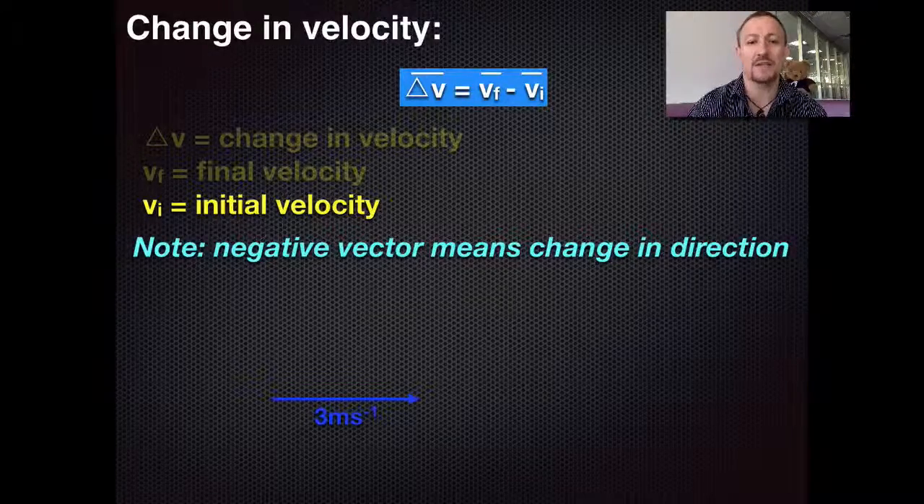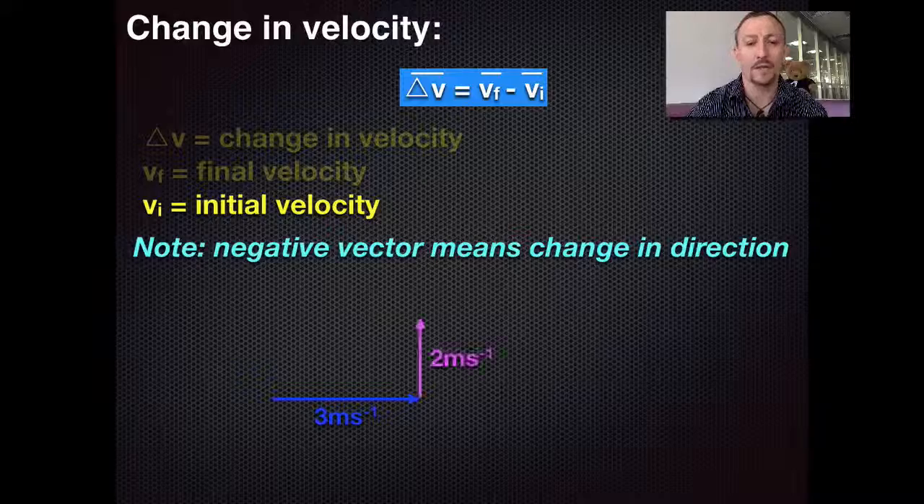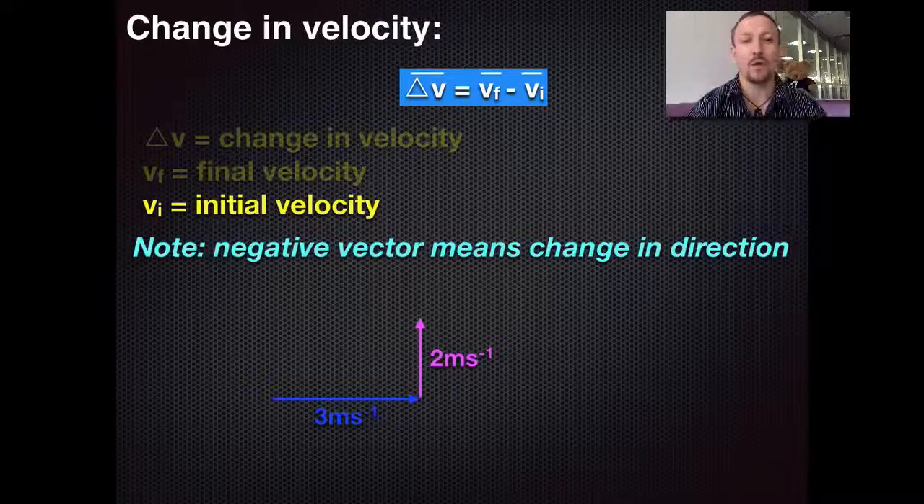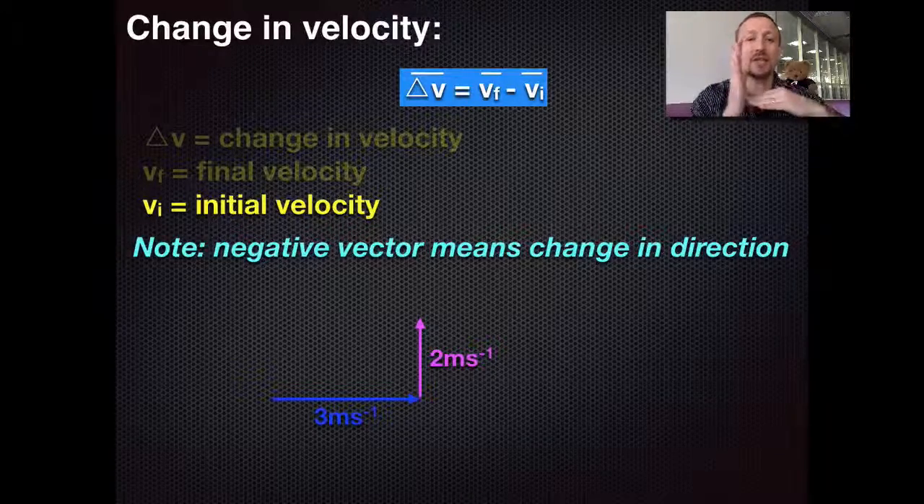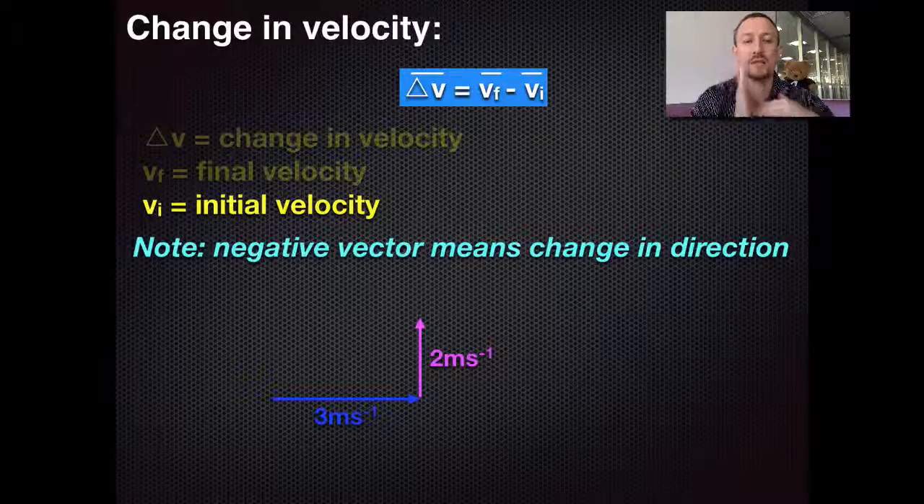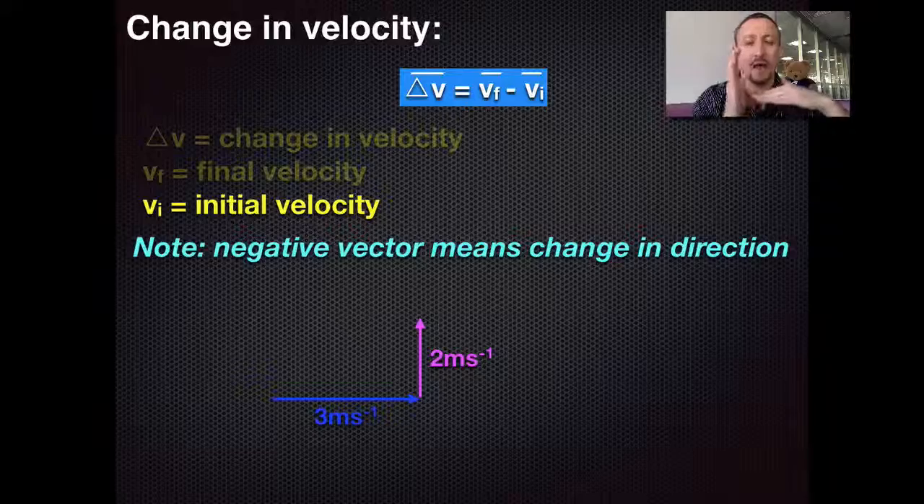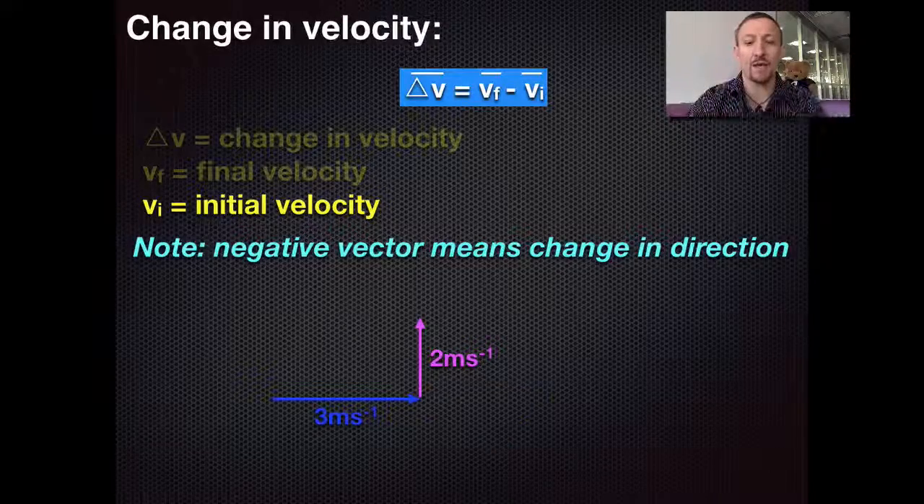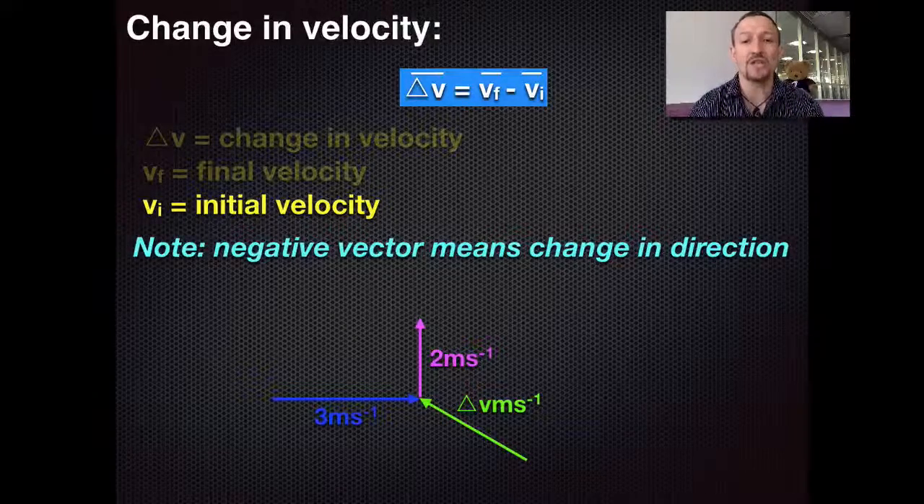So let's look at this scenario. Well, we've got 3 meters per second down below. We've got a vector going to our right. We also have a vector going north at 2 meters per second. So we've gone 3 meters per second this way, and then somehow there has been a change at 2 meters per second. Now that change, which has caused that 3 meters per second going to the right to go straight up, basically has been denoted by the change in velocity, and that is shown by the green arrow.